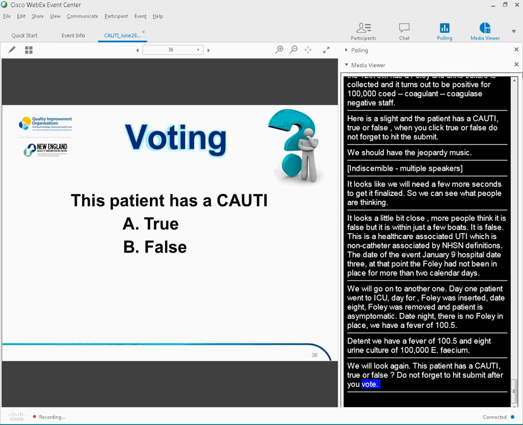It looks like we're getting there. Yep, we might need a little bit more time for the votes to be tabulated.